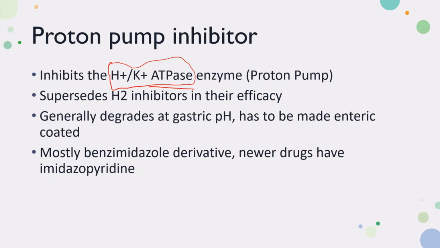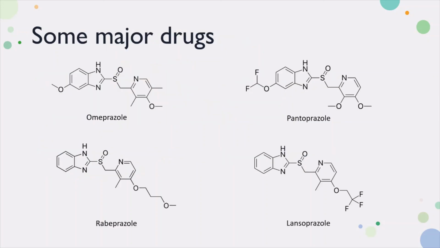If we see the chemistry of these drugs, we can say that they are mostly benzimidazole derivatives. Some of the newer drugs we are getting are also imidazopyridine derivatives. Now let's see some of the major drugs in this case. I think a lot of you know the names of a few drugs, but in this case you need to study the structures as well.